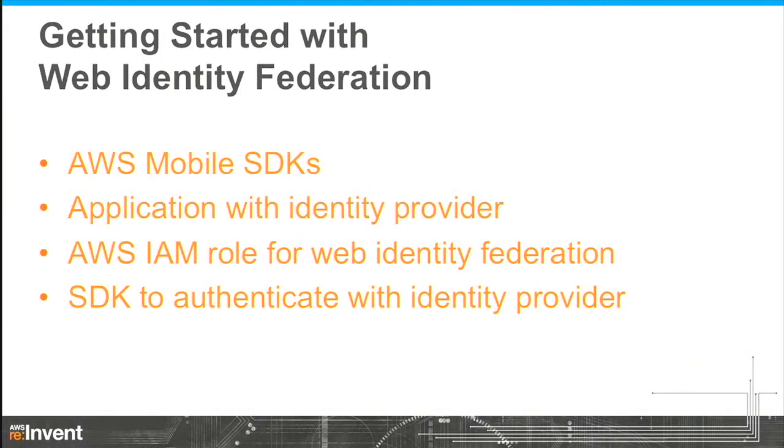So just to summarize, we started out with our AWS mobile SDKs for integrating and accessing all of our services. We created an application with Login with Amazon to authenticate our users. We created an IAM role that allows us to federate that access with that application to our resources that we need. And then we downloaded an SDK to kind of glue everything together for authentication.